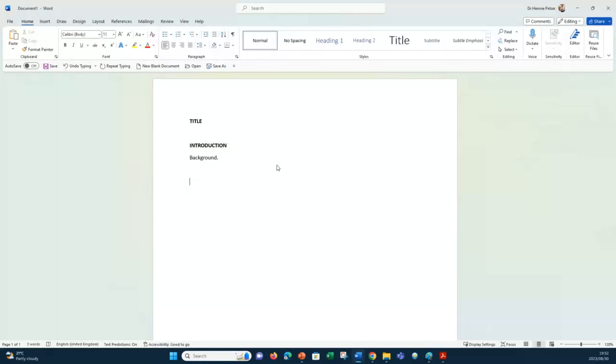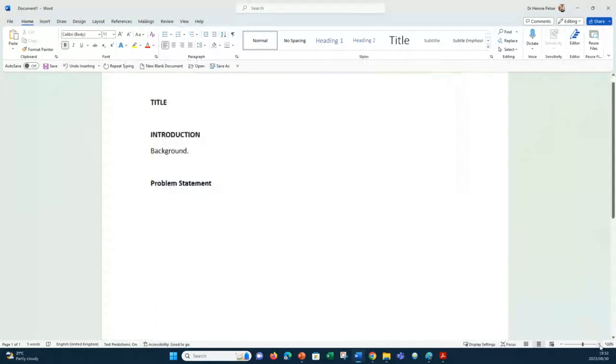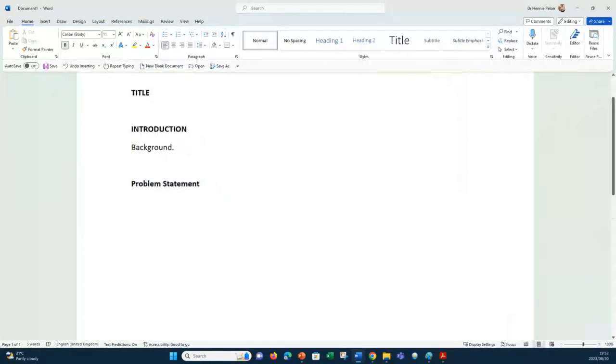So your first subheading will be your problem statement. Make this a bit bigger. So your problem statement. In terms of the problem statement, there are 3 elements that I want to see in your problem statement. And please don't write A, B, and C because it will just annoy me.